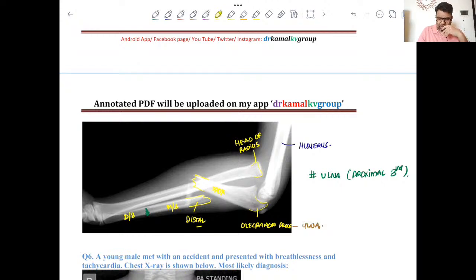Apart from this, what we can see is that the head of radius has moved away from the proximal part of ulna. So it means there is dislocation of the superior radioulnar joint.